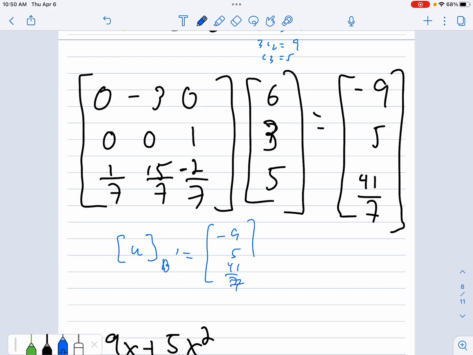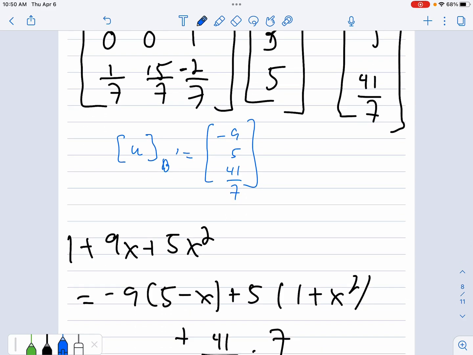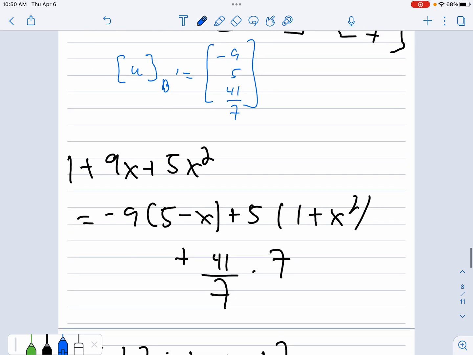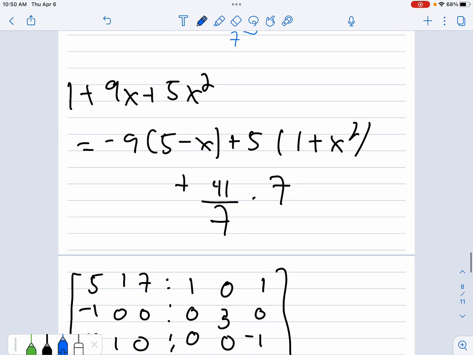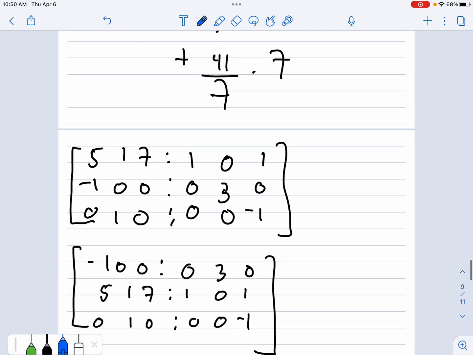Basically what this means is that you can rewrite 1 plus 9x plus 5x squared as negative 9 times the first vector in B prime, 5 minus x, plus 5 times the second vector, 1 plus x squared, plus 41 over 7 times 7, 7 being the last vector here. And if you were to do the math, that works out here, okay?